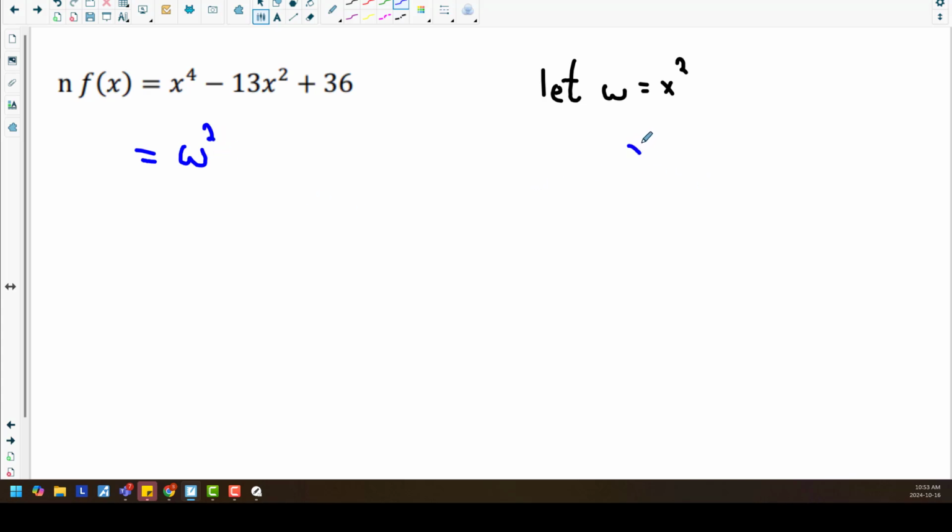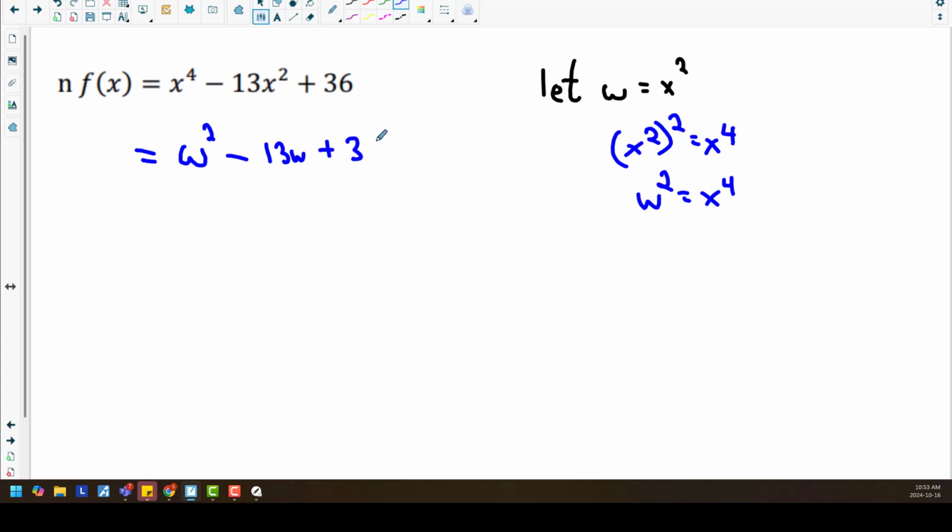Well, x squared squared is x to the power of 4, right? And since this is x to the power of 4, this is just w squared, because x squared is w. So w squared is equal to x to the power of 4. So I'm just substituting a variable. This middle part becomes 13w. Why? Because x squared is w, so any time you see an x squared, just replace it with a w.